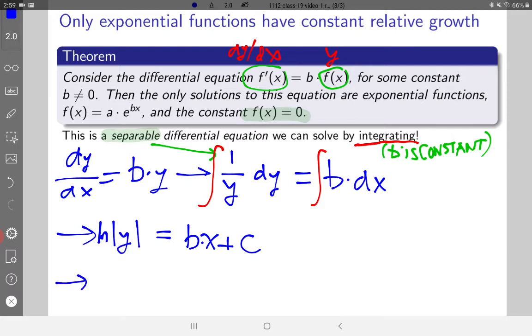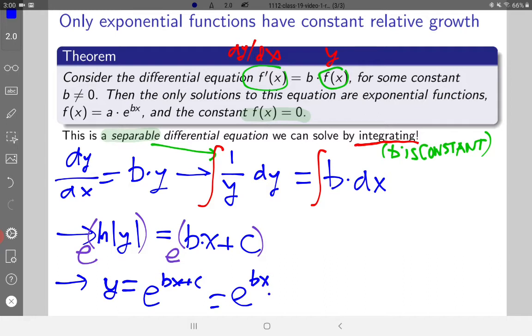Then I can start to solve this by raising e, the base, to the exponent of both sides. On the left side, e to the natural log of something returns that something. And on the right side, I have e to the bx plus c, which I could also simplify by applying a property of exponents and writing it as a product of two exponential terms with the same base.